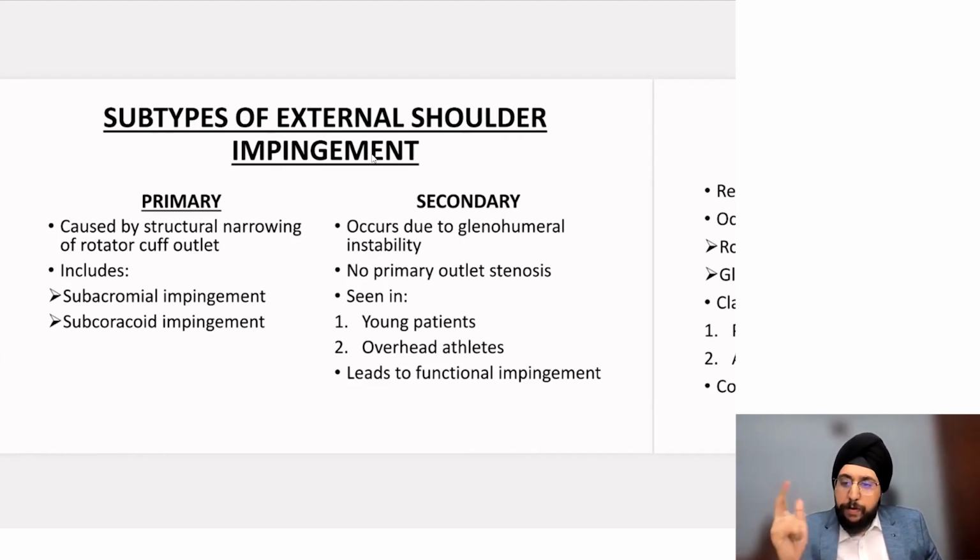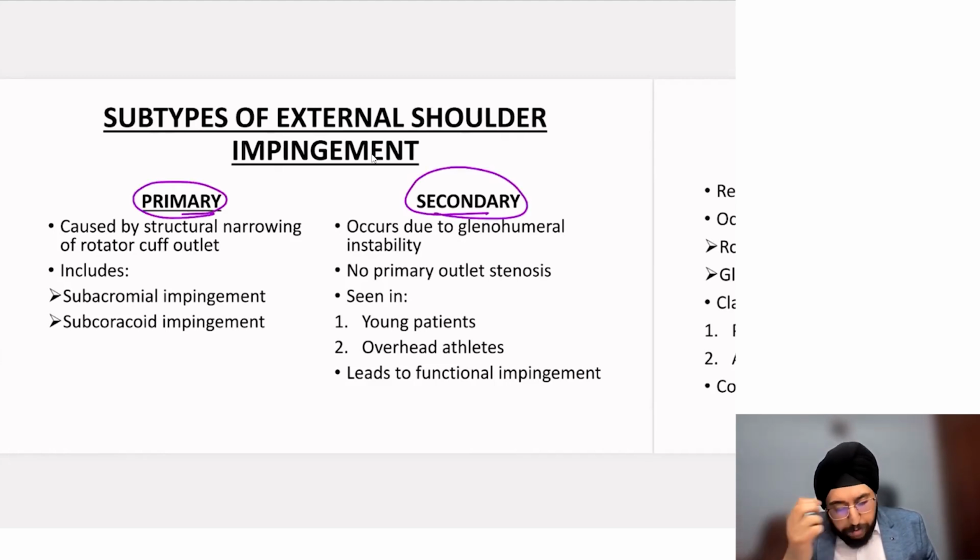Now, in shoulder impingement, we have two types. One which occurs inside the capsule, we call intra-articular impingement, and one which occurs outside the capsule, we call extra-articular impingement. Extra-articular can be of two types, primary and secondary. Primary involves the structures surrounding the supraspinatus outlet. There are structural defects in those structures, which cause narrowing of the rotator cuff outlet, by which we mean the supraspinatus outlet. It includes two types: subacromial impingement, and we also classify subcoracoid impingement under this heading.